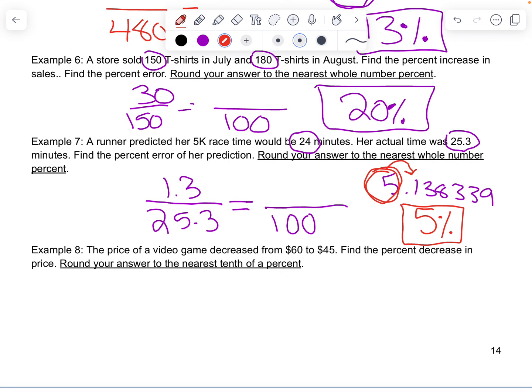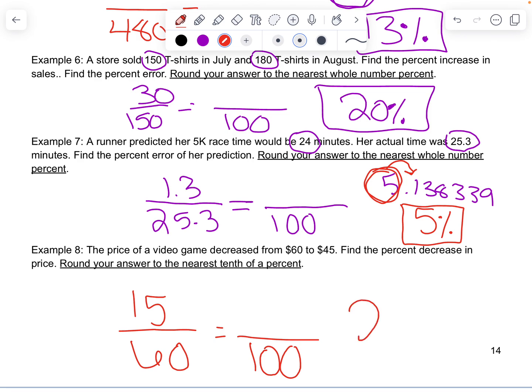And the last one, example 8, says the price of a video game decreased from $60 to $45. Find the percent decrease or the percent change. So the change, the difference from 60 to 45 is 15. The bottom is the before amount. So it started at 60. That was before it went to 45. So you're doing 15 times 100 divided by 60 and getting 25%.